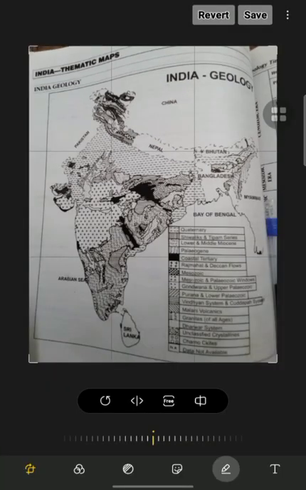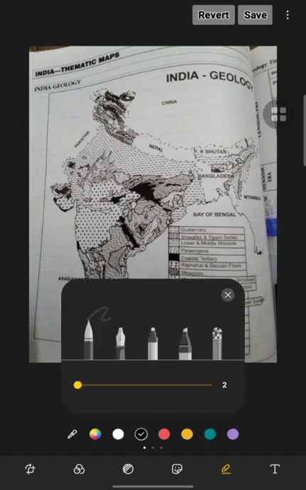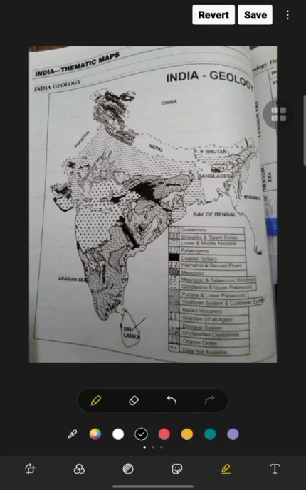Discuss about Indian geology. Indian physiographic regions are given here, but I'm going to discuss something about Indian geology today. There are some eras in the Indian geology, and we are going to discuss those eras here. First of all, there is the Quaternary era. As you can see, this dotted line is the Quaternary era.